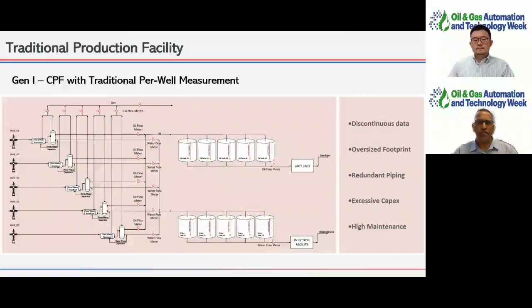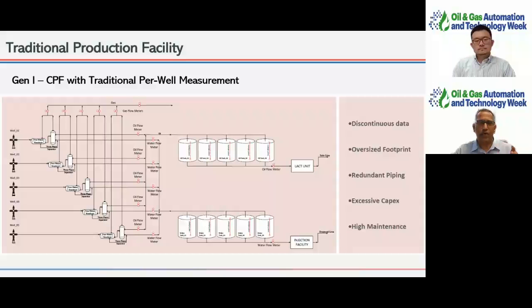So this is a snapshot of a traditional production facility, one of the options where you could have the central processing facility with a traditional per-well measurement. And what you can see is that you have your three-phase separators on each and every well, and then you have the individual single-phase flow meters going into the tank farm and the LACT units. And some bullet points on this: the data that you get out, because this is a separation-based unit, is periodic data, it's discontinuous data.